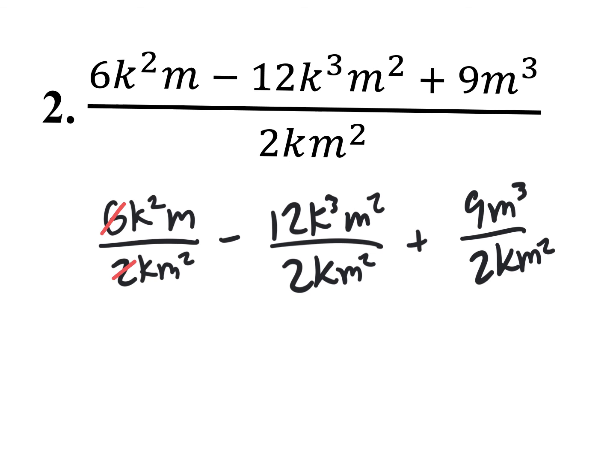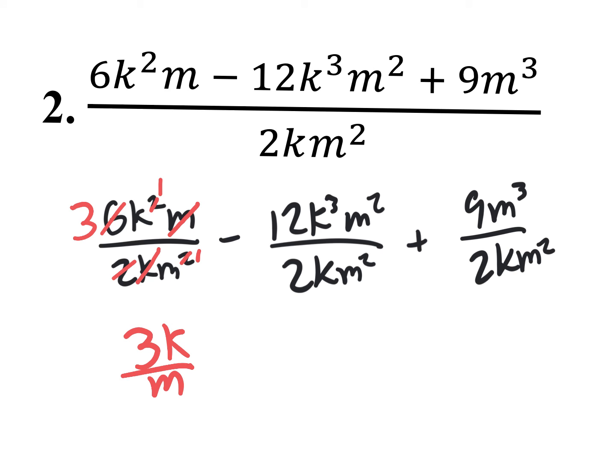6 divided by 2 is 3 up on top. 1k on the bottom disappears with one of these 2, leaving you 1 left up on top. 1m up on top cancels out with one of these, leaving you 1m on the bottom. The first term is 3k over a single m.